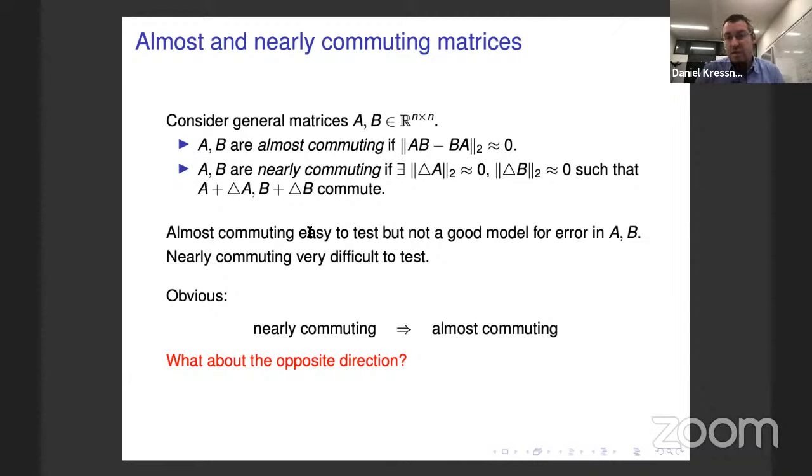Now, if you think what is the relation between these two concepts, and this is the fun part, one direction is very easy. Essentially, a triangle inequality. If two matrices are nearly commuting, they are of course also almost commuting with essentially the same level of error. But what about the opposite direction? So if we have a small commutator, does it mean that A, B are nearly commuting? So is it easy to check whether two matrices are actually nearly commuting? And the answer is, well, it depends.